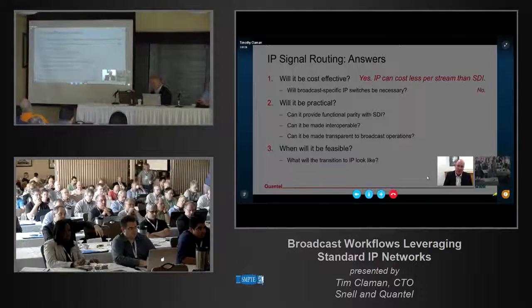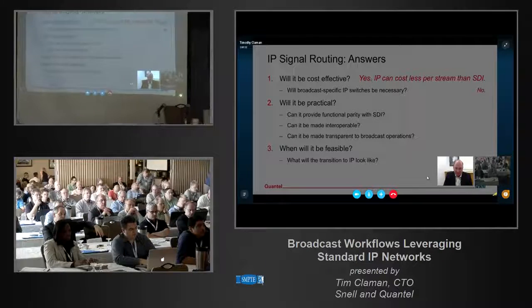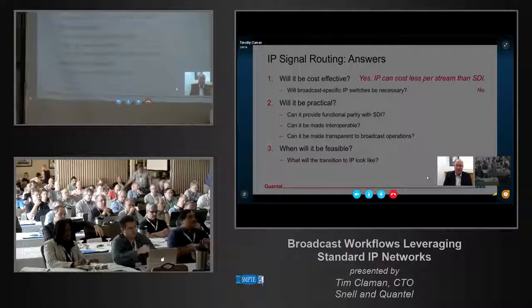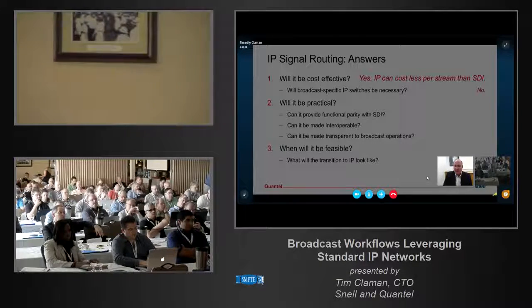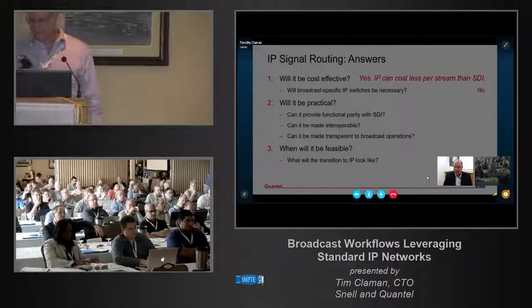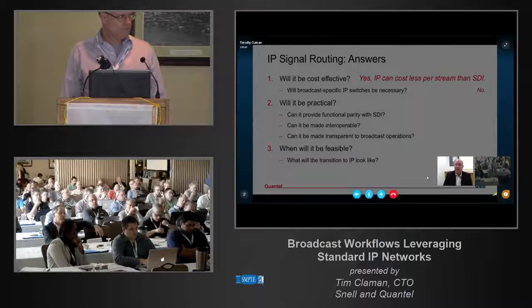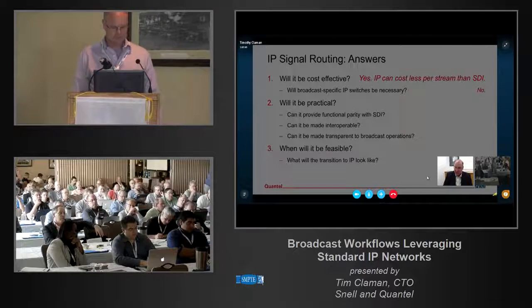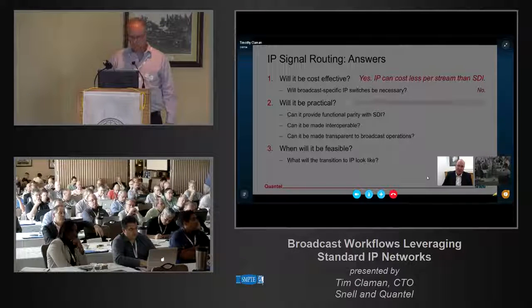And I hope the subtlety of this message is not lost on you, because Snell is a purveyor of fantastic SDI routers, and those routers now support IP interfaces in the router frame itself, but we're not going to build an IP switch. We believe broadcasters should build IP-based workflows on standard IT technology, and therefore take advantage of the whole technology stack and the cost economies of scale there.